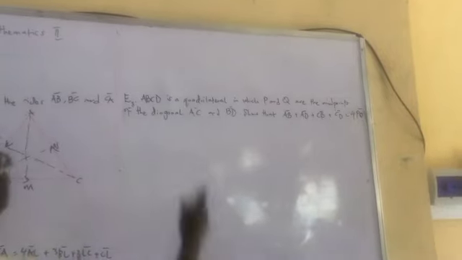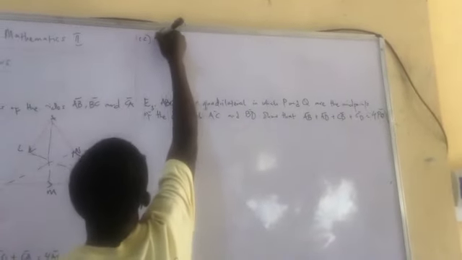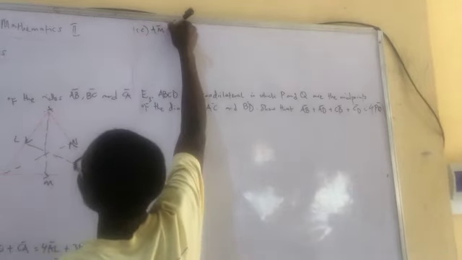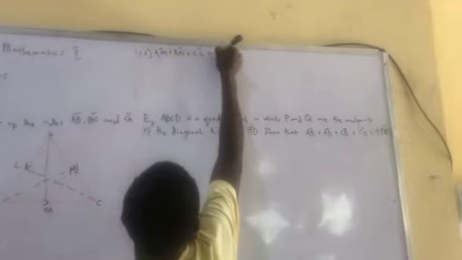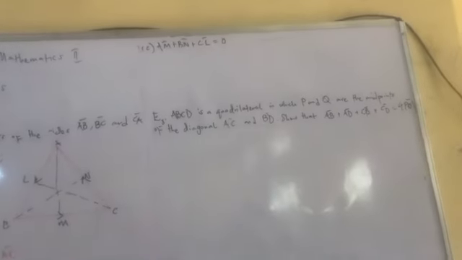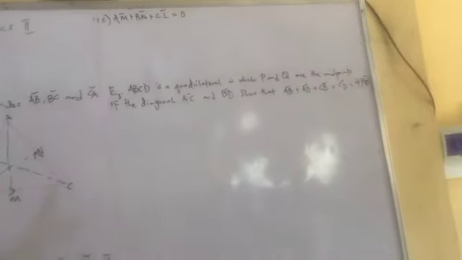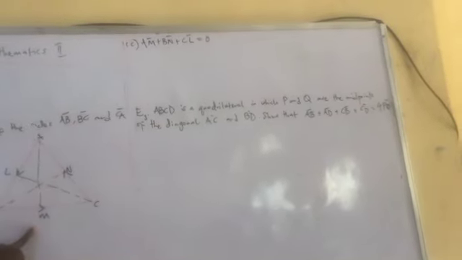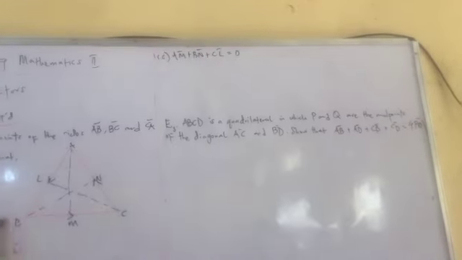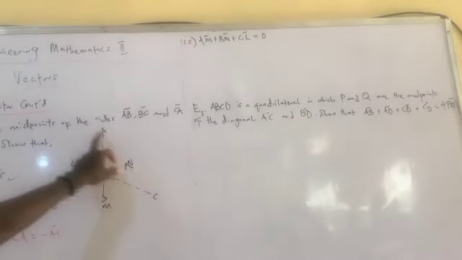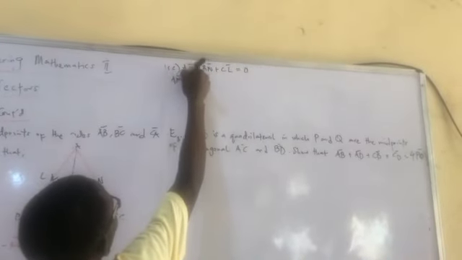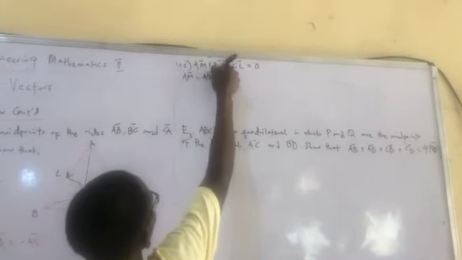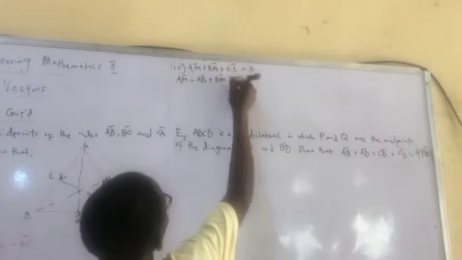Let's write that out here. C: AM plus BN plus CL is equals to 0. So we define each vector as usual. So defining AM, this is AM here. So I can say AM is AB plus BM. Also I can say it's AC plus CM. But let's use AB plus BM.